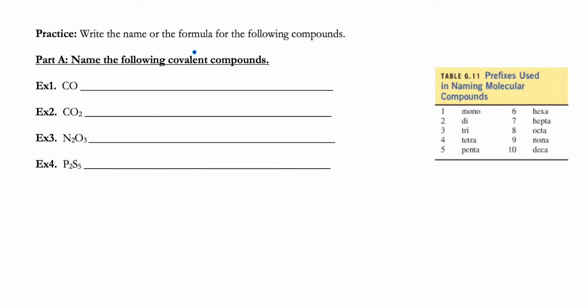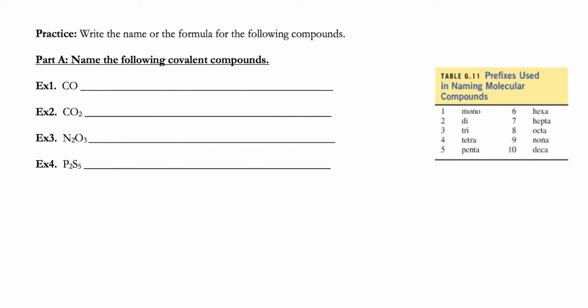So in the previous lessons, we learned how to write the formula and the name for ionic compounds. And now we're going to be working with covalent compounds. Just as a reminder, ionic compounds are compounds that are formed between a metal and a nonmetal. Covalent compounds are going to be between two nonmetals. So if you have two nonmetals, you'll have a covalent compound.